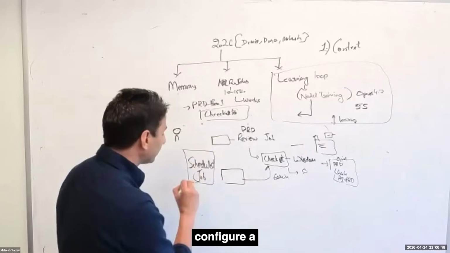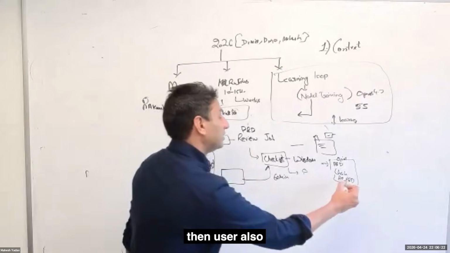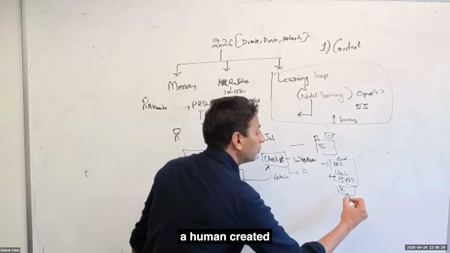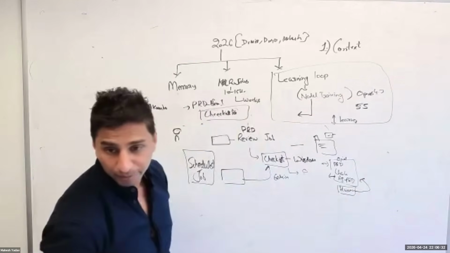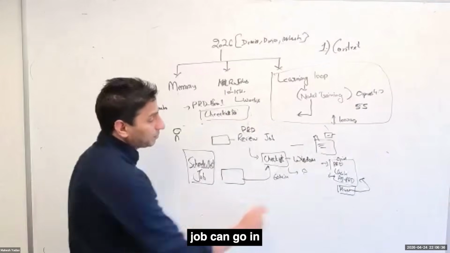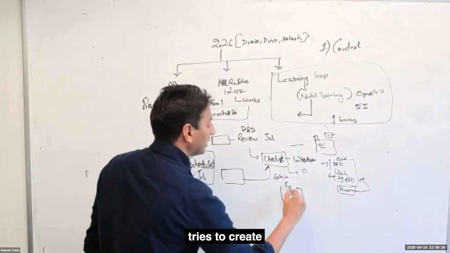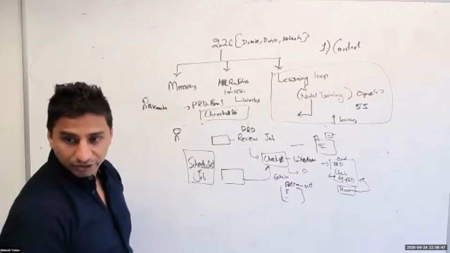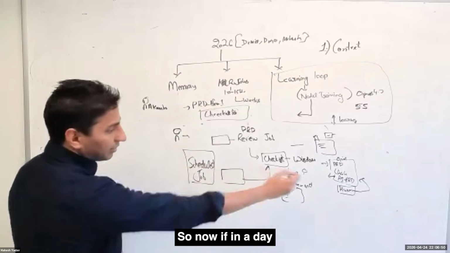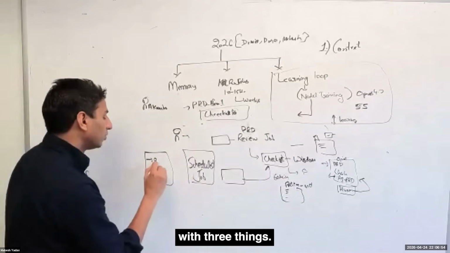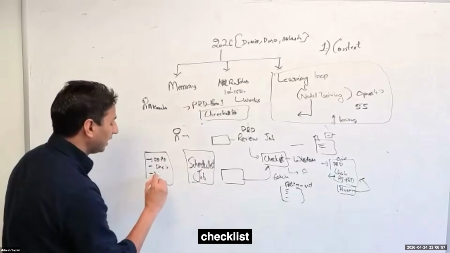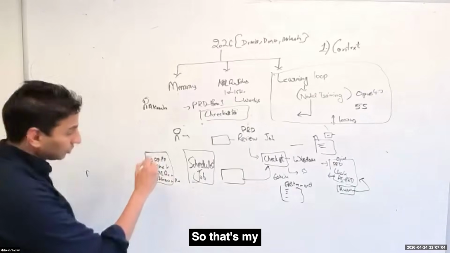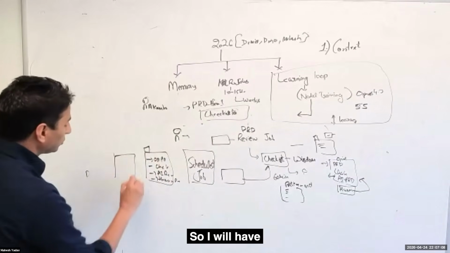Now we have configured a job in Cowork. The user also goes and updates this PRD, so it also creates a copy of what a human-modified one looks like, in the same folder. Good. So now my job can go in, and what it tries to do is create a patterns or changes.md file in this folder. So in a day, I get one folder with the original PRD, the checklist, the AI-reviewed PRD, and the human-reviewed PRD. Every time this job is done, there is one folder, so I will have many folders here.